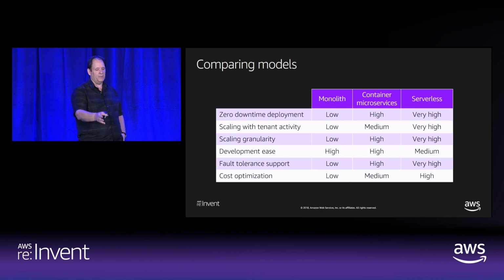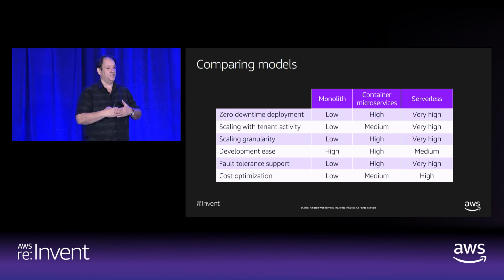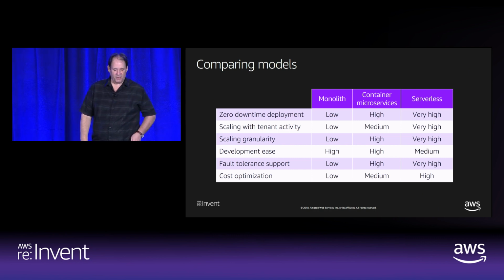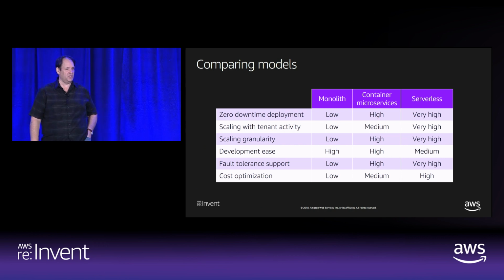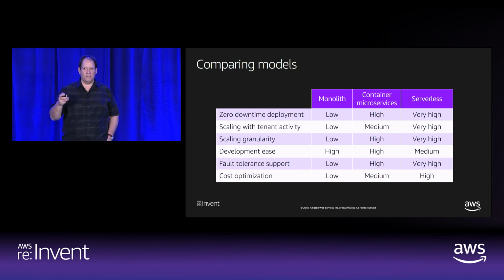But you'll see then, like deployment, fault tolerance, microservices are a good evolution of that. And then to me, serverless is the ultimate extension of that. And cost optimization, the last line, may be one of the best ones to look at, is this idea that serverless really gives me a much better way to manage consumption.